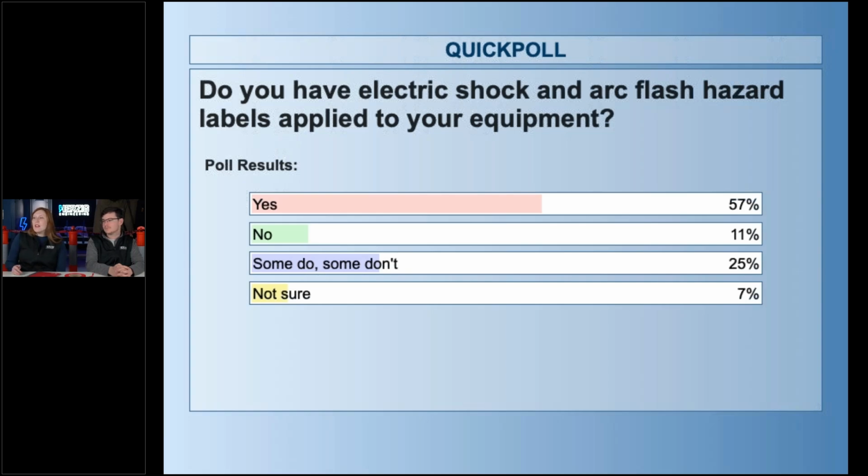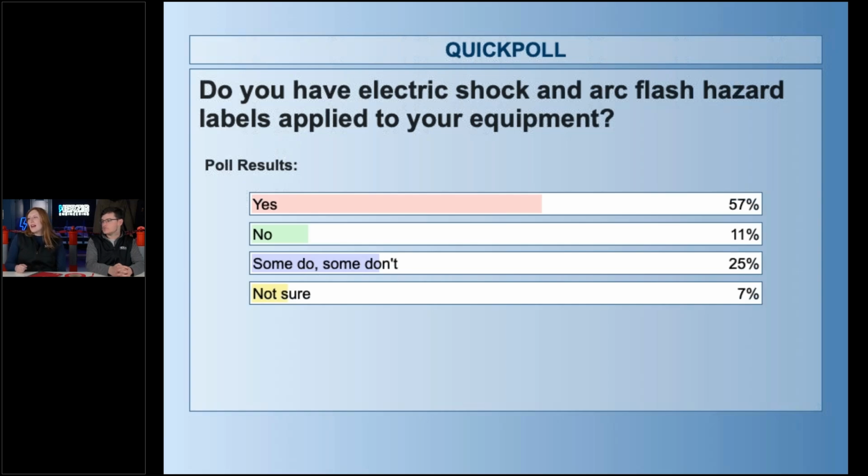For those of you who said that you don't have any of them, that's kind of your first step, is making sure that you have an analysis performed so that you know what those boundaries are. We're going to get into all that later. And then some do and some don't. Well, okay, maybe not all electrical enclosures have to have both. If it's a certain threshold, you don't have to have the arc flash labeled, but definitely shock labels no matter what. Even if it's 24-volt controls, you should probably know what's in there before you access it, just to be sure.